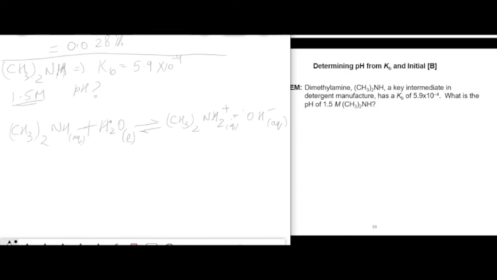All right, so now the question is, I have 1.5 molar of this particular compound. The Kb is provided. What is the pH? What do I need for pH? I know that pH is negative log of H ion concentration. So if I know the H ion concentration, I can figure out pH. Do I see H ion here? I don't, but I do see an OH ion here.